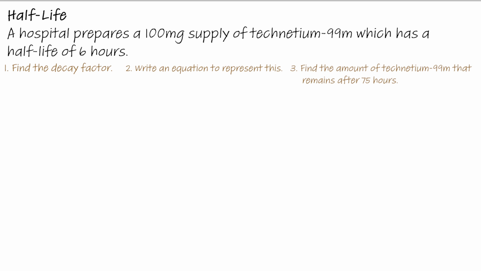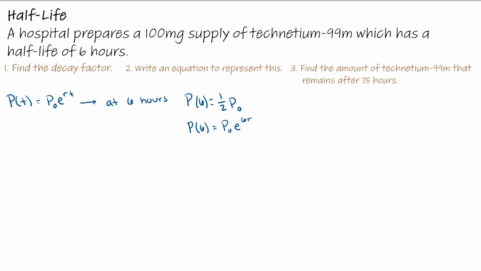So first, let's find the decay factor. We're going to do this by using our second equation, P equals P0 e to the rt. And we know that after 6 hours, we have half of our initial sample. So P at 6 is equal to 1/2 of P0. If we plug these things in and set these equal to each other, we're able to solve for our rate. So 1/2 P0 equals P0 e to the 6r, because our time is 6. Our P0s cancel, and we're left with 1/2 equals e raised to the 6r power.